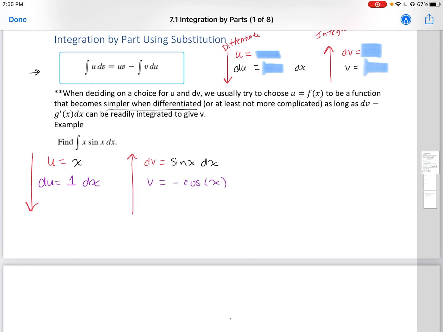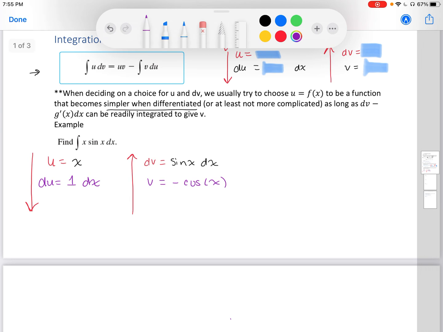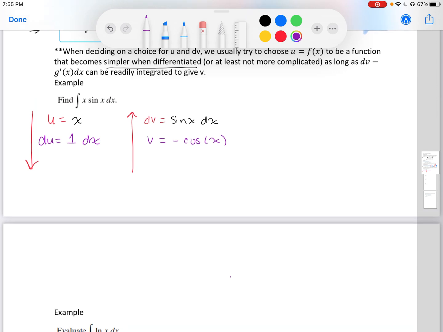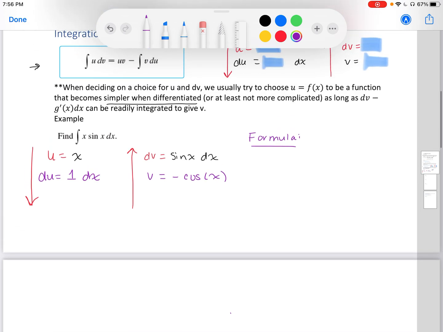Okay, now that we have everything listed, let's go ahead and use our formula. To begin, I highly emphasize using your formula, because your formula will keep you from making silly mistakes. Our formula is the integral of u dv is equal to u times v minus the integral of v du.